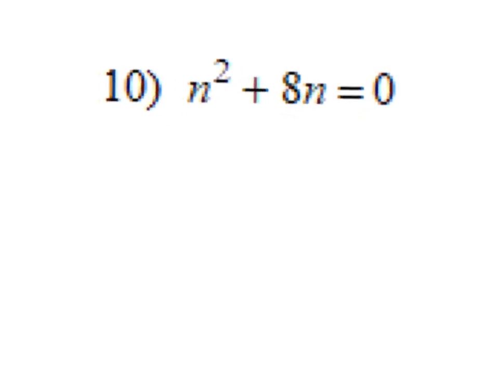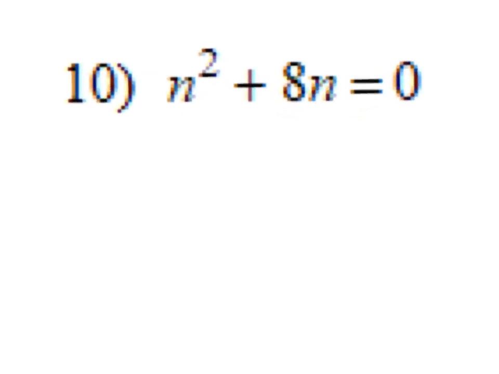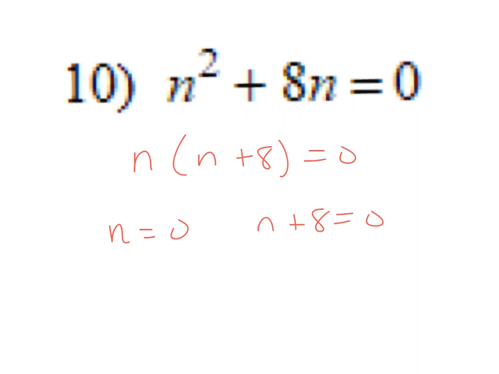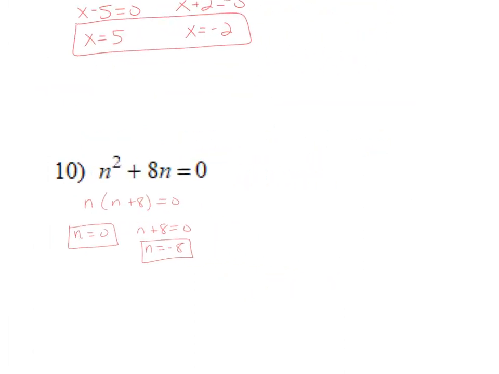All right, on the next one here, this is pull a GCF. So I'm going to pull an n out and get n plus 8 equals 0. Now I'm just going to set each part equal to 0 and solve. So n equals 0 is done. I'm going to subtract the 8 on this one and get n equals negative 8. And those are your two solutions.